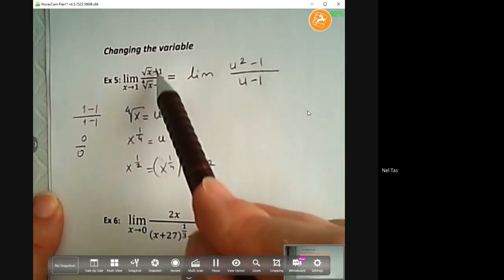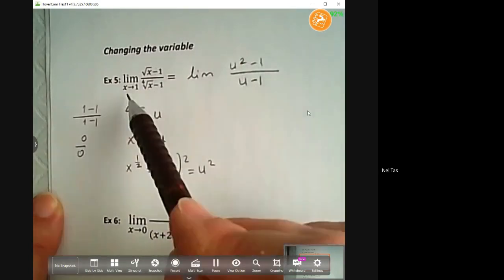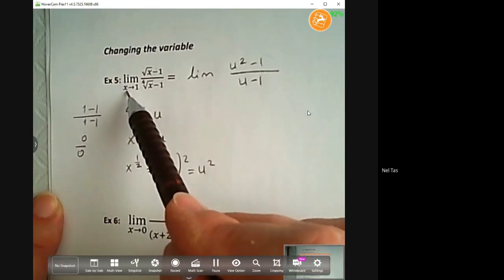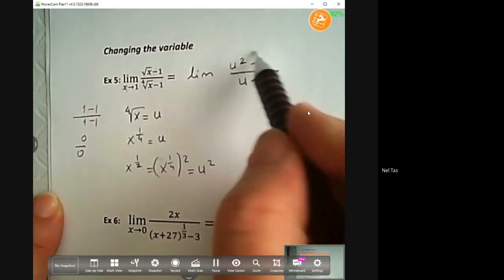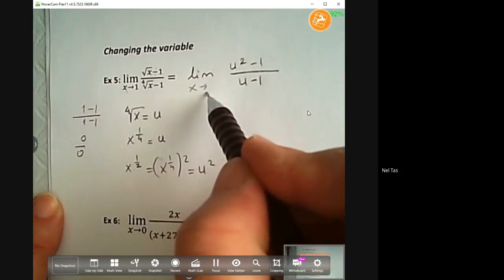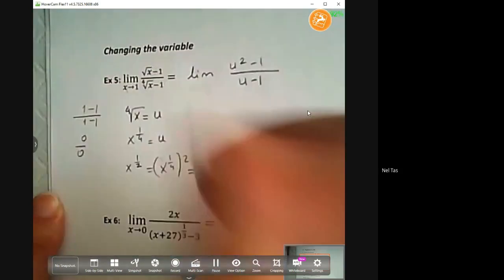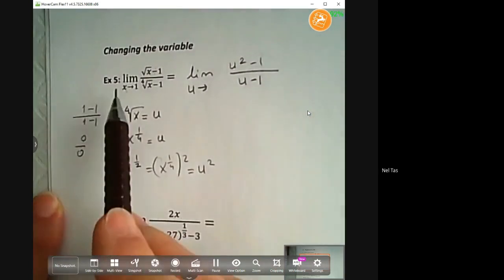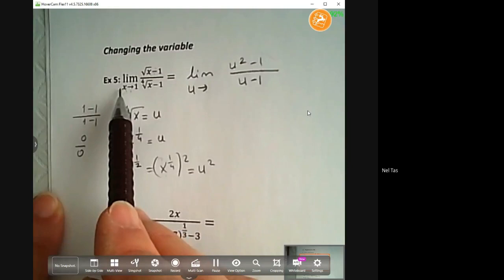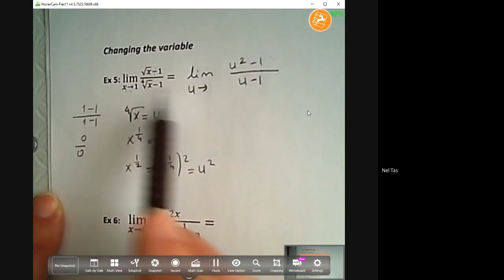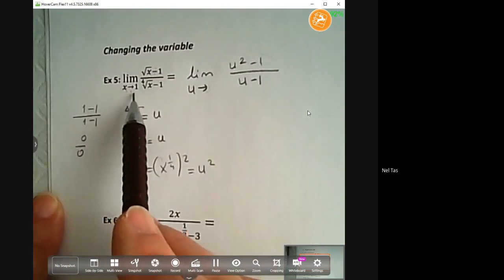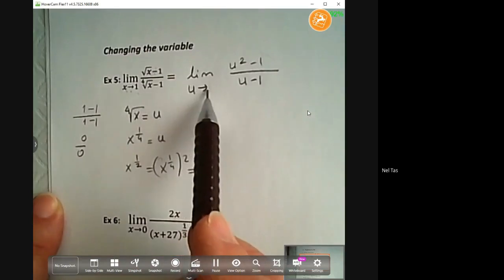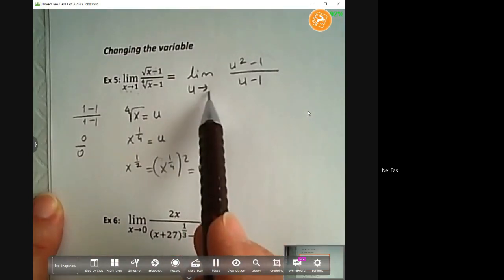Okay, so you replaced x by u, but what are you going to do with this x? You cannot have u here and x there, okay? So it means that you have to replace that x as well and make it u, all right? But then you have to calculate what u is approaching to. When x approaches 1, u approaches what? So you have to calculate that, okay?